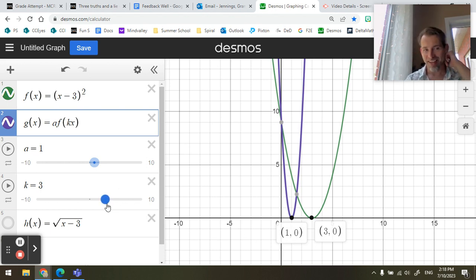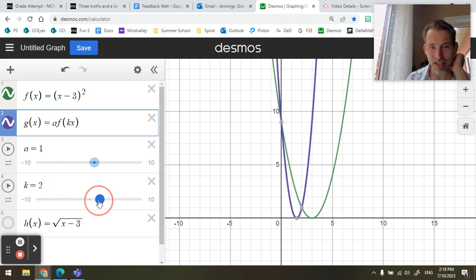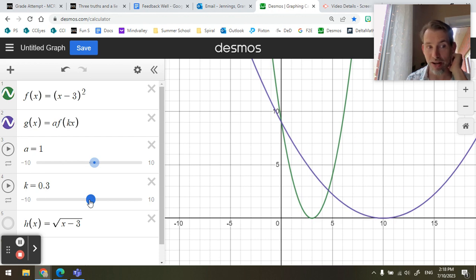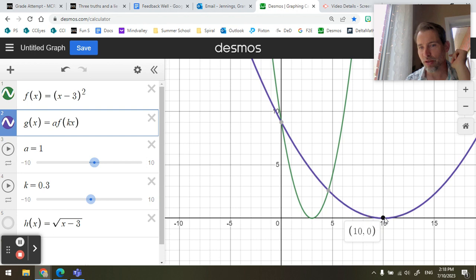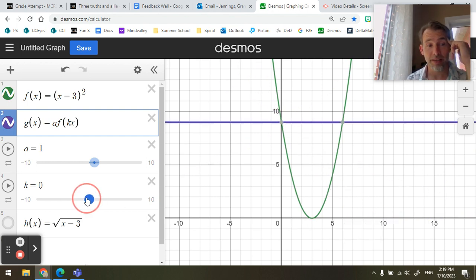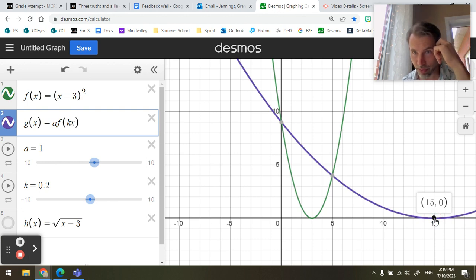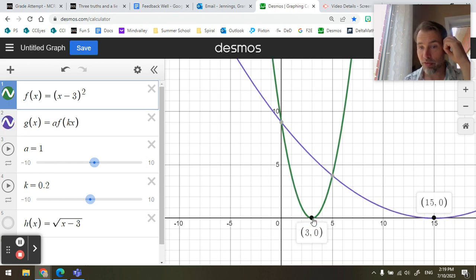Okay, and then as K becomes less than 1, that's where you get a horizontal stretch. So if K is 0.3, everything is about 3 times further. So there it is out at like 10 now. Instead of 3, a little bit bigger than 3 times, because we're dividing by 0.3. If we go out to 0.1, 0.2 there, 0.2 is good. So if you divide something by 0.2, that's effectively multiplying it by 5. So it got 5 times further away from the y-axis.